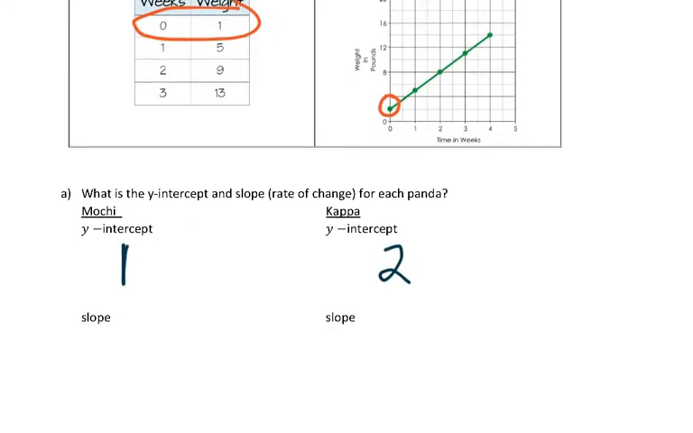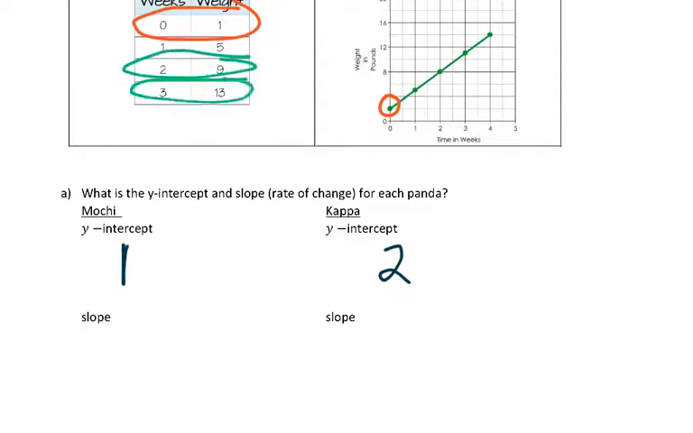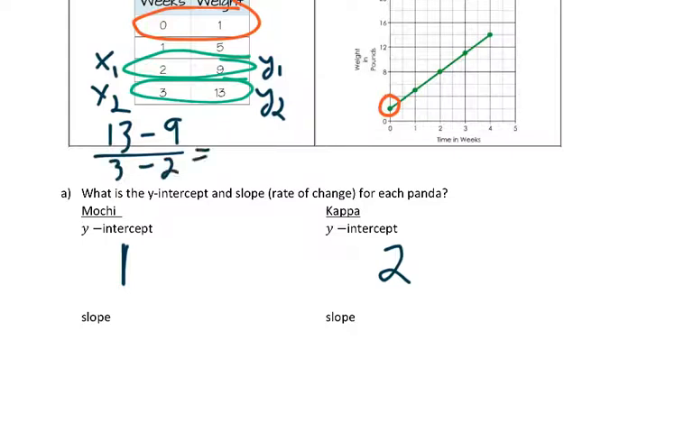Okay, so to find the slope from the table, I pick any 2 points that you want, and I do y2 minus y1 over x2 minus x1. So I have 13 minus 9 over 3 minus 2. 4 over 1 is 4. Okay, so this guy gives me a slope of 4.